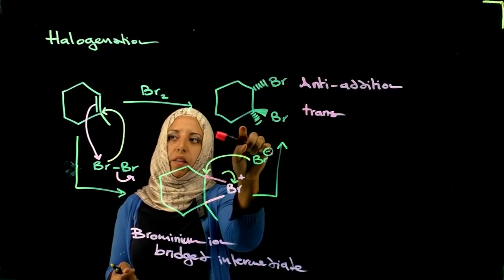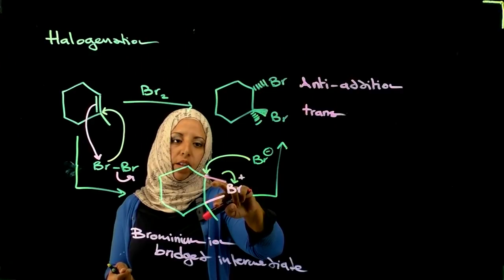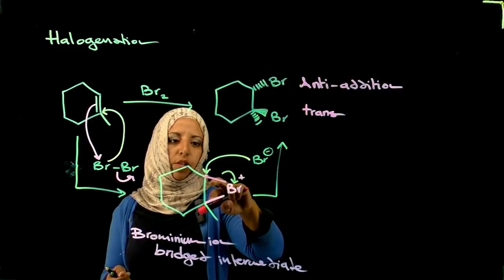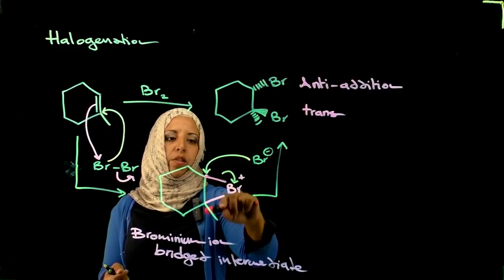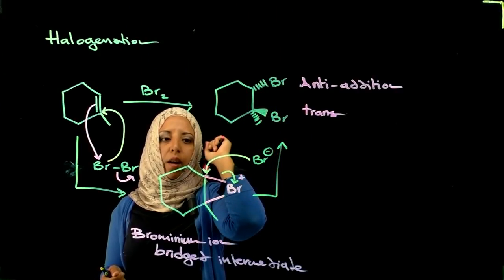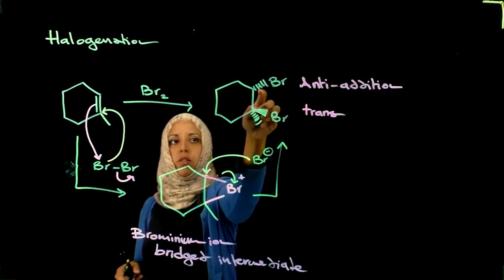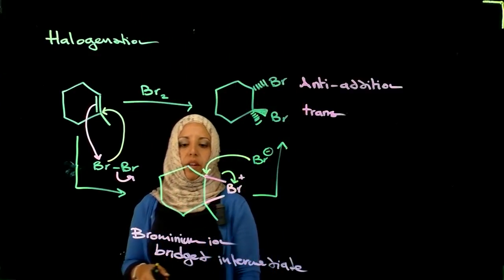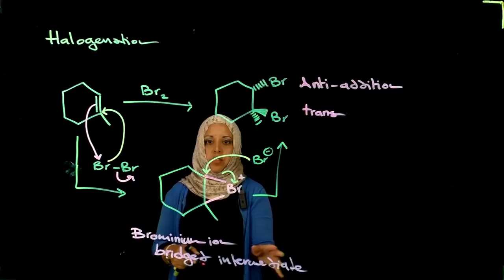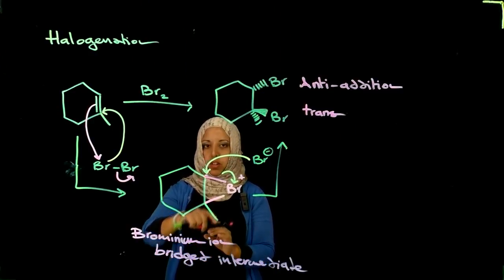And then we end up getting the final product. Much like the epoxide, before opening they are both on dashes or both on wedges. So when you open it up, one ends up being the opposite of the other, right? So as long as you draw them anti or trans to one another, you're good. All right, so that's an example of a halogenation reaction.